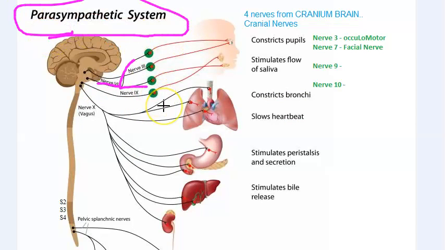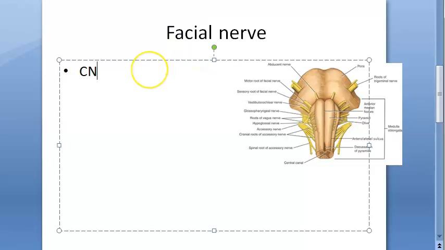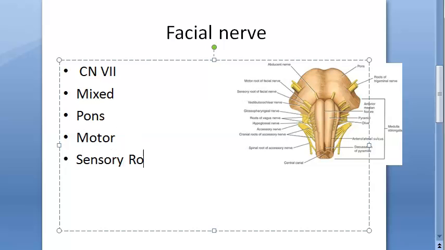The facial nerve, the 7th cranial nerve, has parasympathetic activity also. It is there in the parasympathetic system. So what have you understood so far? The facial nerve is cranial nerve 7, it is a mixed nerve, it comes out of the pons, and it has a motor and sensory root. It is there in the parasympathetic system.